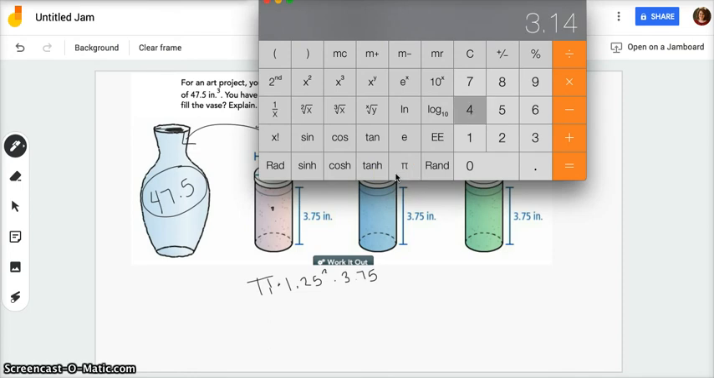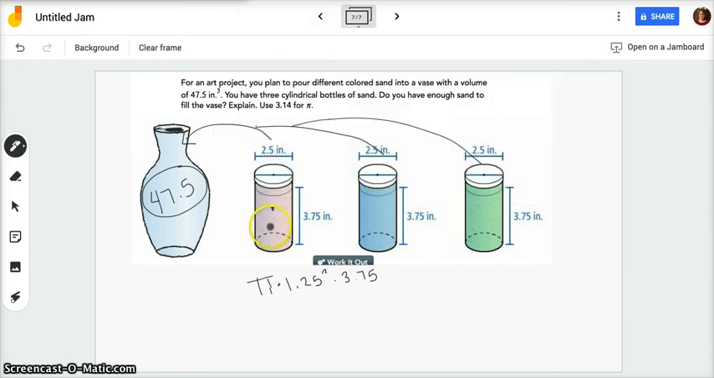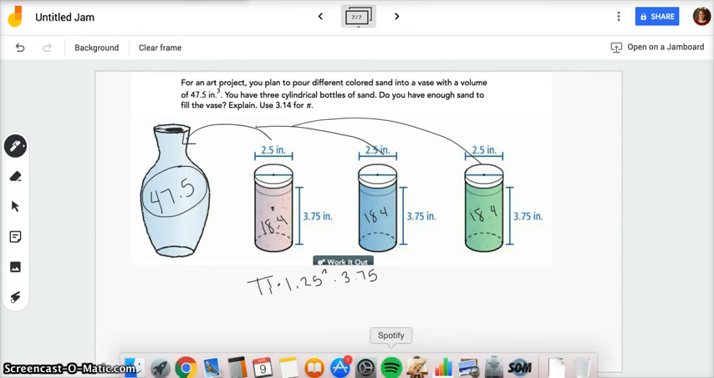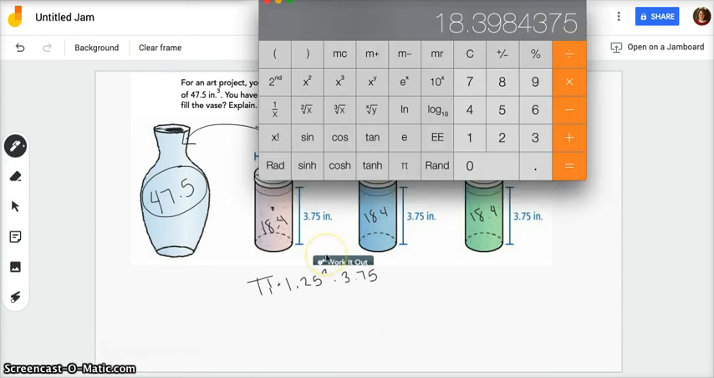So pi was 3.14 times 1.25 times 1.25 times 3.75. We get 18, let's round that to 18.4. 18.4 is how much each of those holds. So if each one is 18.4, then we can say 18.4 plus 18.4 plus 18.4, or we can multiply 18.4 times 3, which is what I'm going to do, 18.4 times 3.